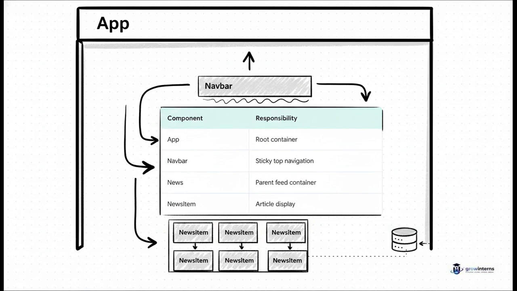Inside of that, we'll snap in a navbar component for our sticky top navigation. Easy enough. Then we have the news component. This one is the main parent container that's going to hold our entire feed of articles. And crucially, inside that news container, we're going to render multiple news item components. Each news item is purely responsible for displaying the data of one individual article. You see how perfectly logical this is? Parent components orchestrate the big picture layout, and the child components handle the nitty-gritty details.